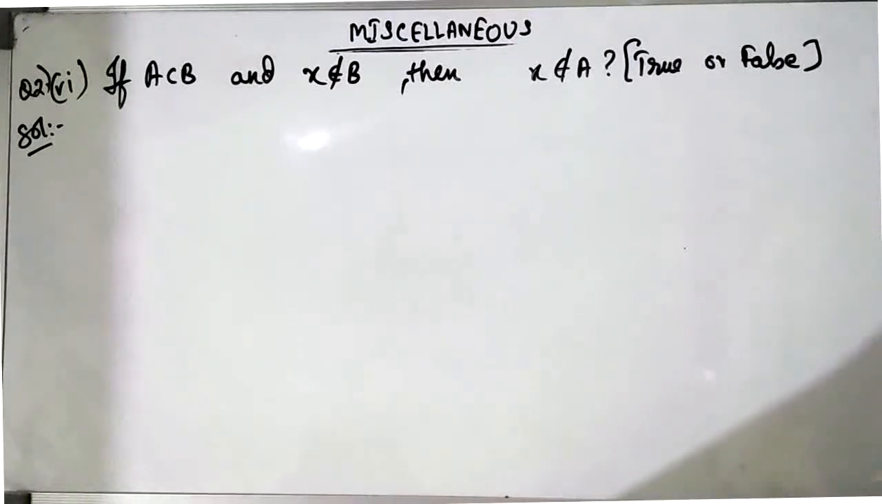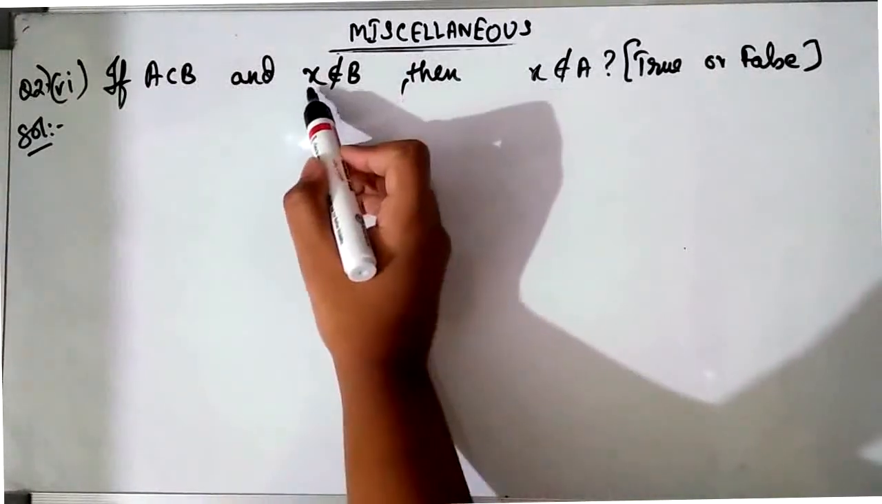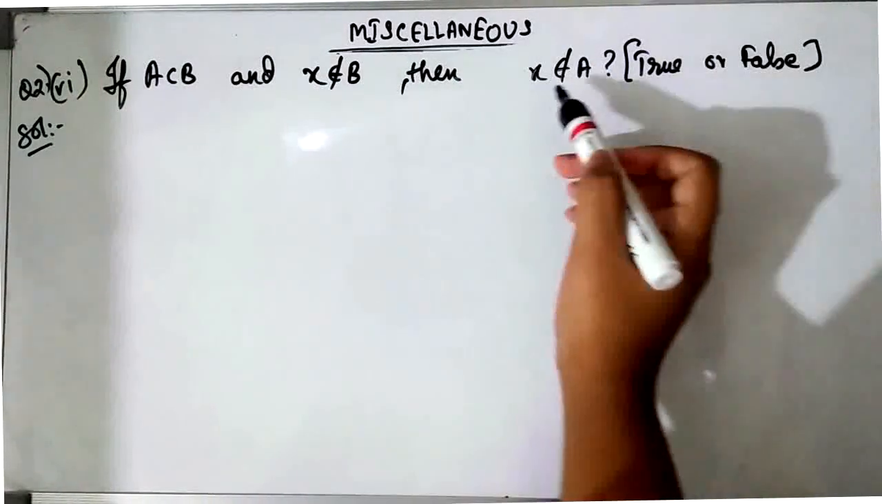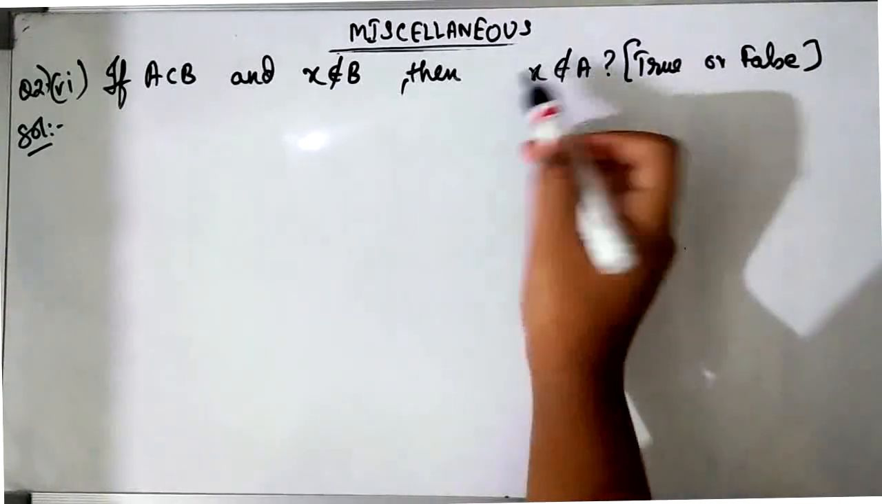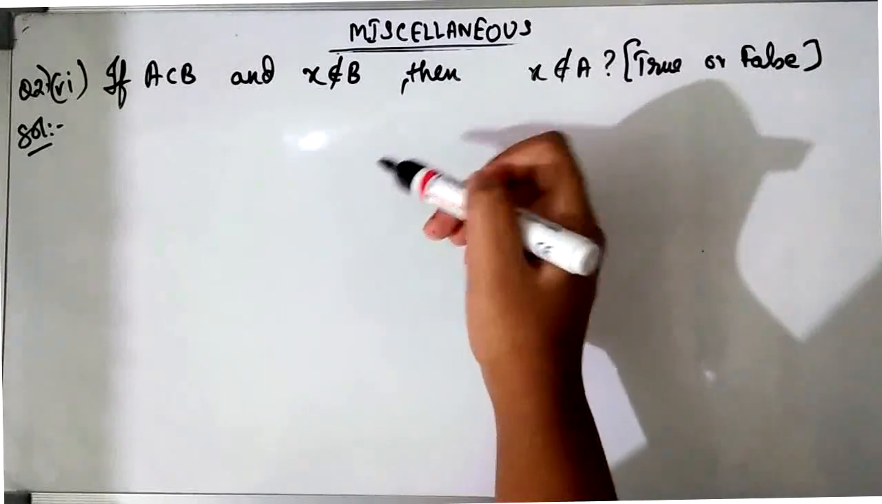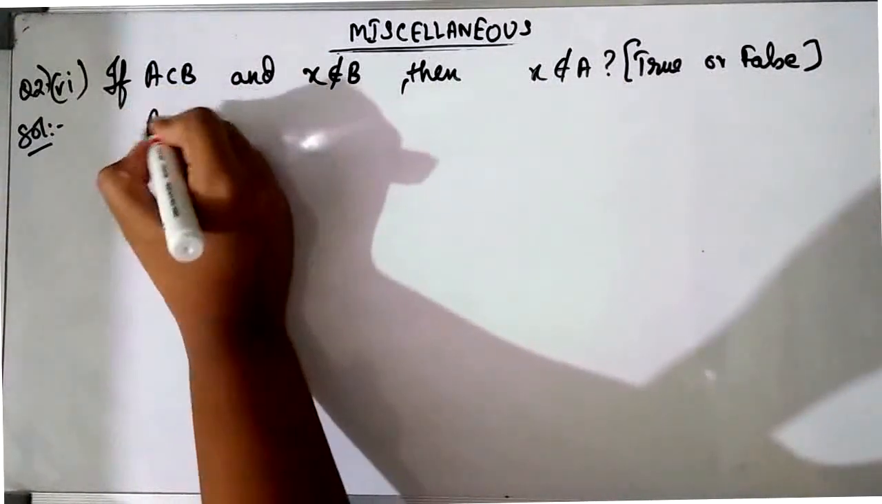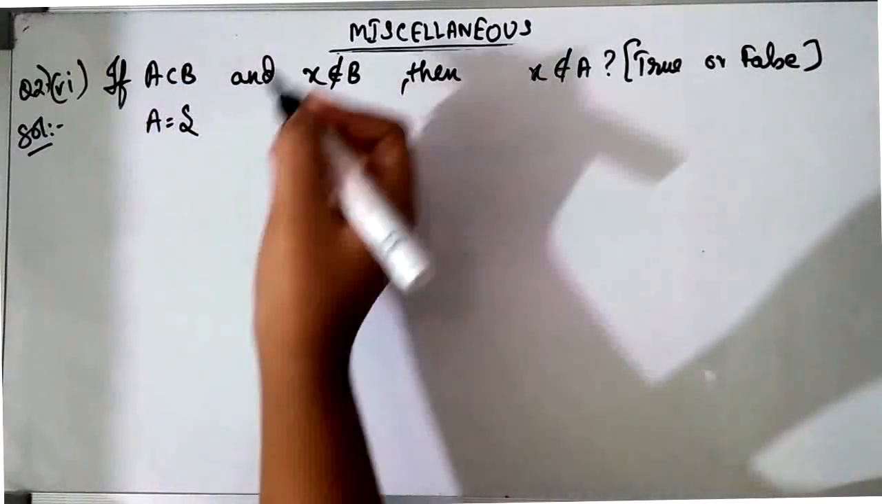Now the next bit you see, they say that if A is a subset of B and X does not belong to B, then we need to check whether X will belong to A or it will not belong to A. So that is, we need to check whether it is true or false. So again we'll take examples for this. So all these kind of statements have to be proved with examples.